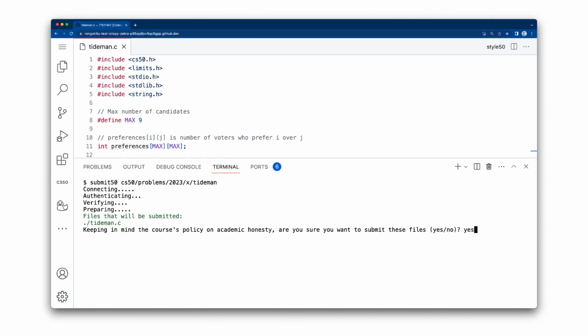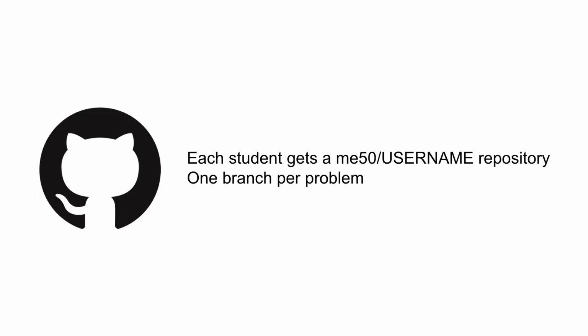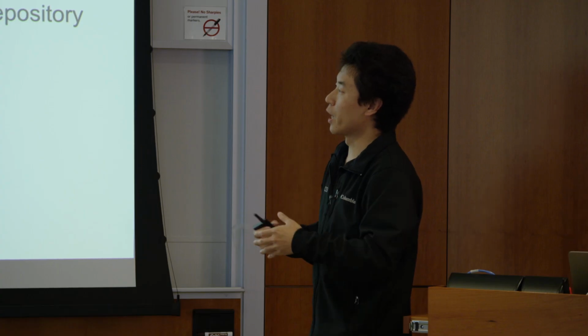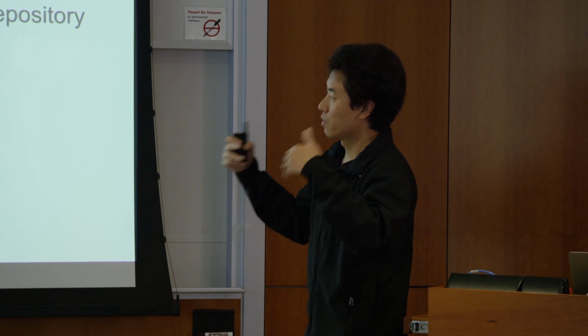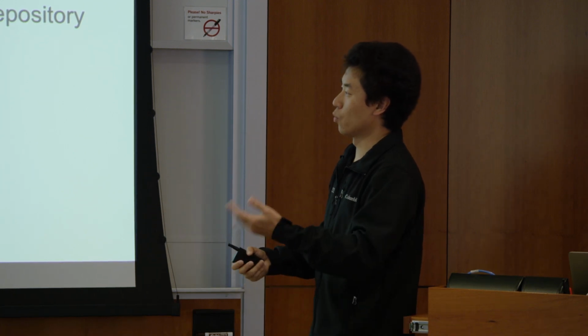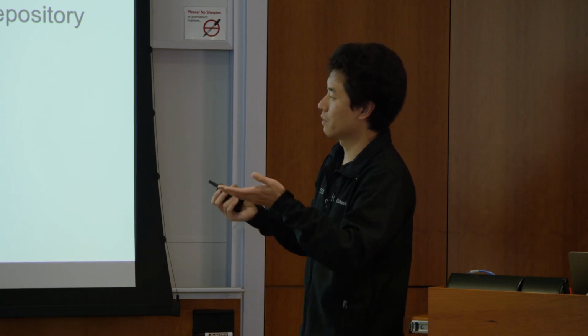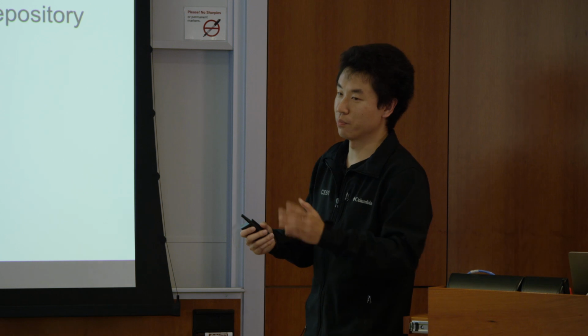And this is what it looks like on CS50 Codespace. Within the Tideman folder, they can just run the Submit50 command, and we'll be able to submit it. Again, underneath the hood, when students run Submit50, their assignment will be pushed to their Me50 repo under their username. Each branch of the Me50 repo represents a particular problem set. This is how we differentiate that this branch is for Tideman, this branch is for Hello, as a way to store the problem sets in one place, yet easy to navigate between different problem sets.